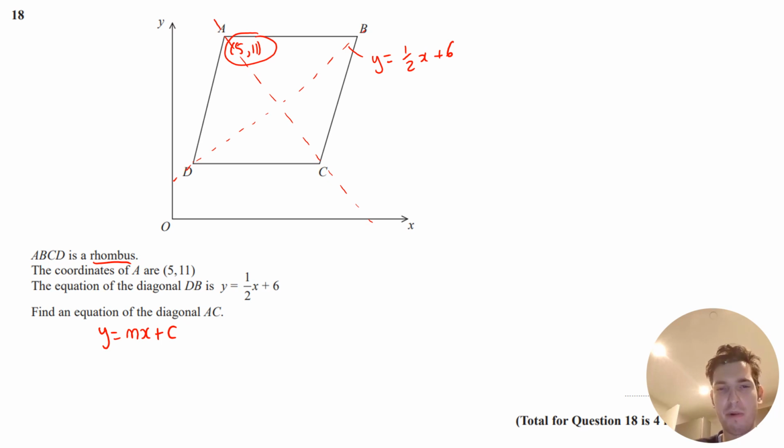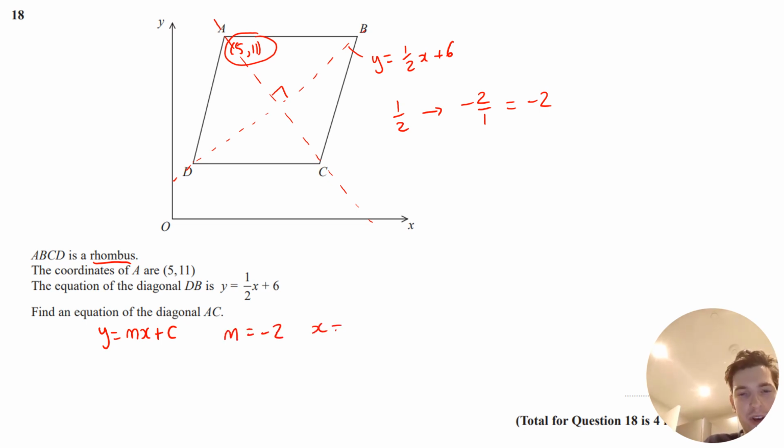Well, something that you need to remember about a rhombus is that its diagonals meet at a right angle. So actually, these 2 diagonals are perpendicular to each other. So I'm going to find the negative reciprocal of a half, which is minus 2/1. So my gradient, m, is minus 2.